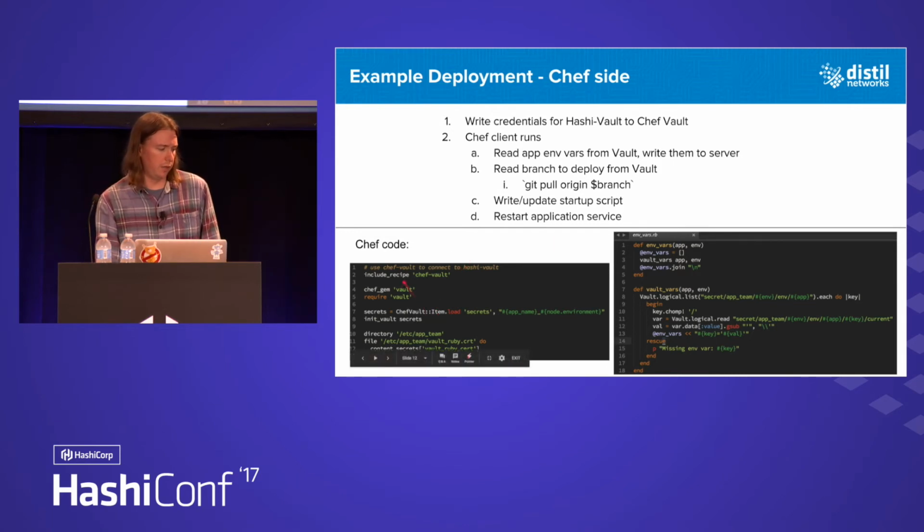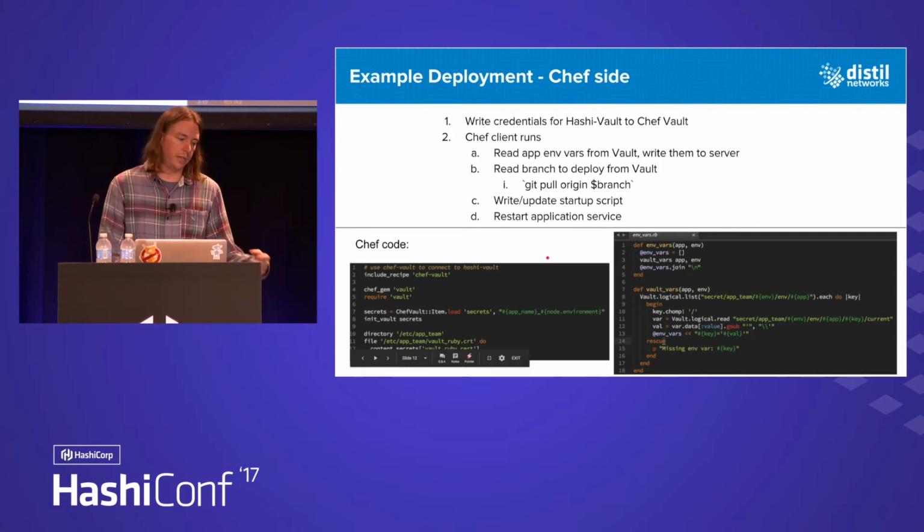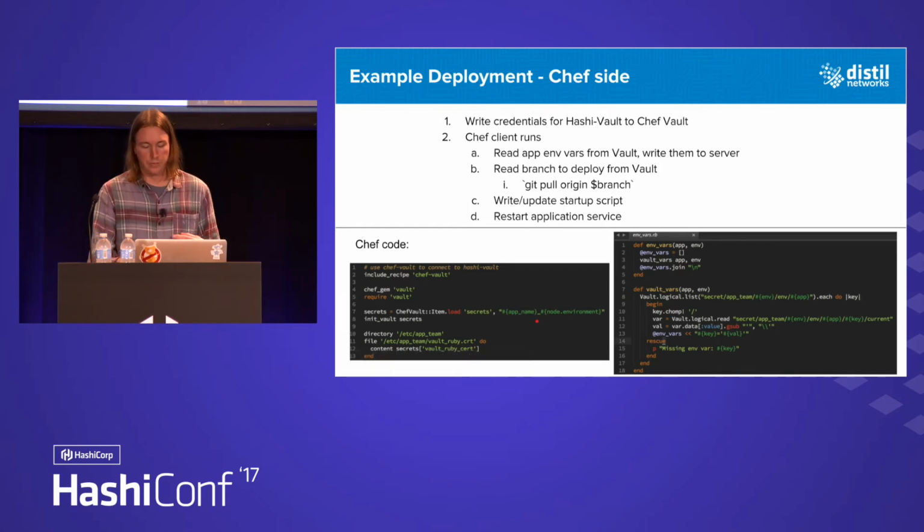Within Chef, I just pull in the Chef gem for Vault, and I'm able to read the secrets about the app name and the environment. This gives you the information to connect into Vault. The token that it uses here is a token that has access only to the paths that it needs, so that we don't give too much access to this particular Chef machine. It can only see the environment variables that it needs.